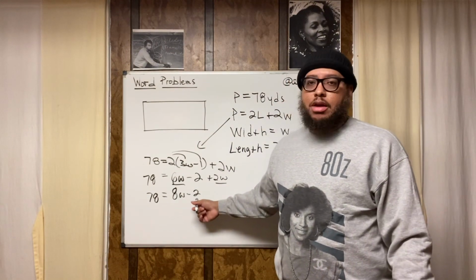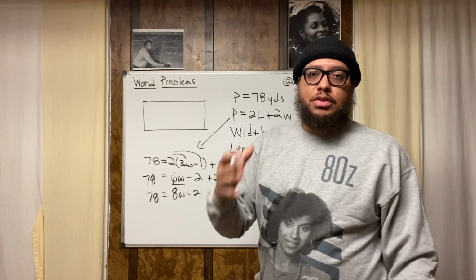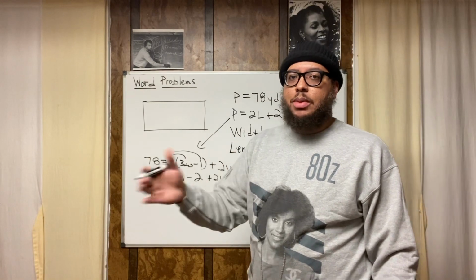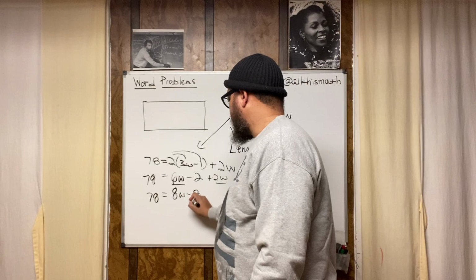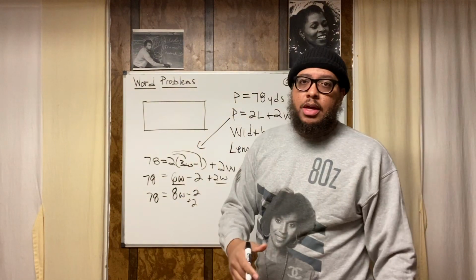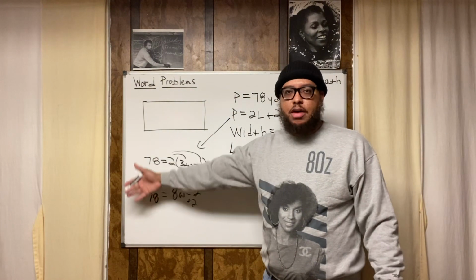So what I'm gonna do is get rid of this negative 2. The opposite of subtracting 2 is adding 2. That's how we get rid of things when we solve equations. We do the opposite operation. So I'm gonna do plus 2, but also if I do it on the right-hand side, I gotta do it on the left-hand side.